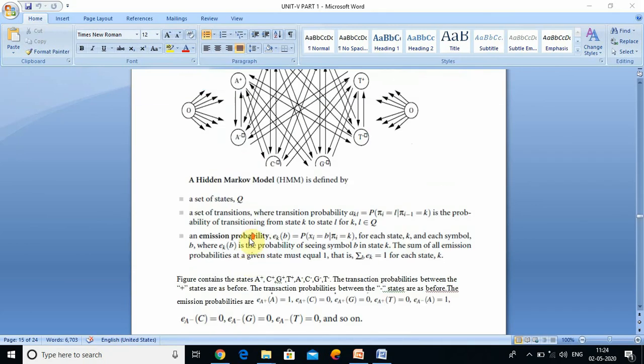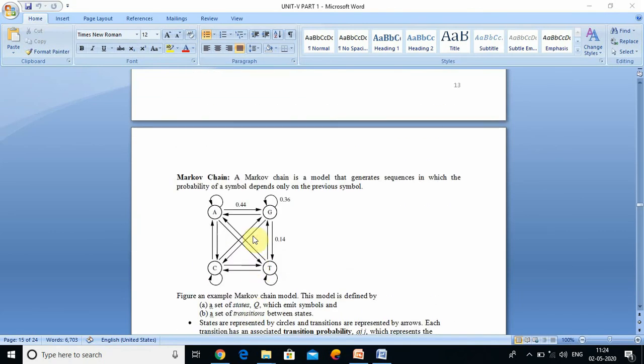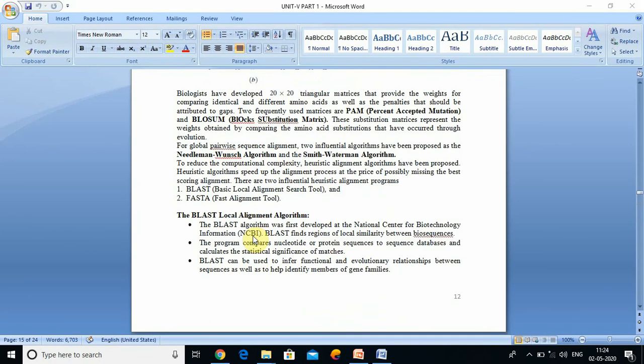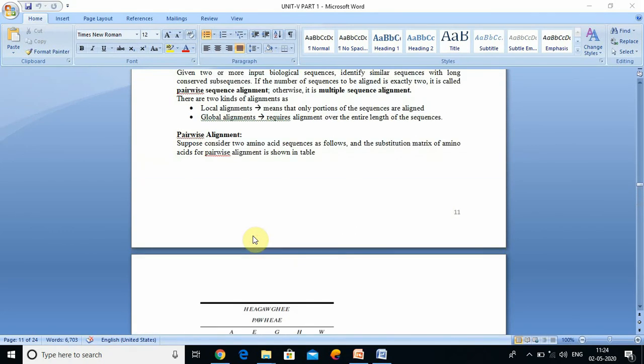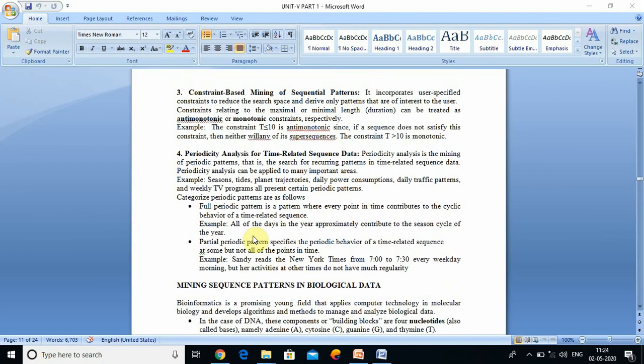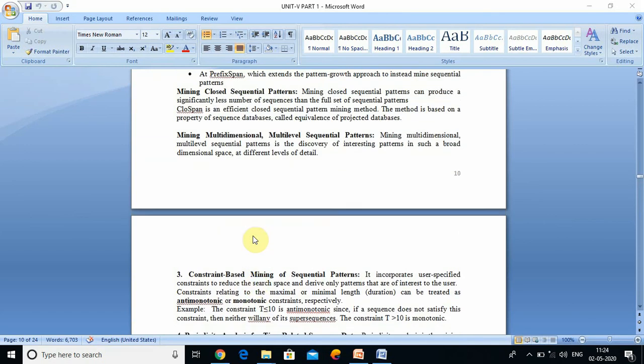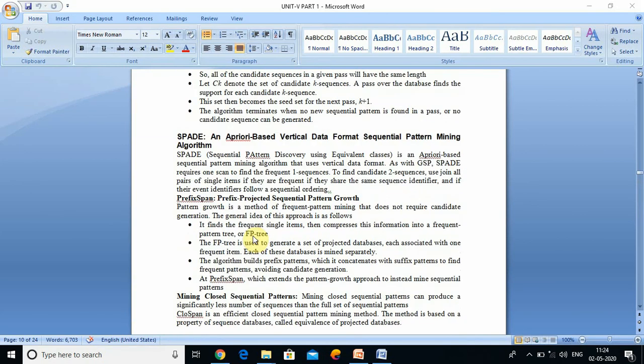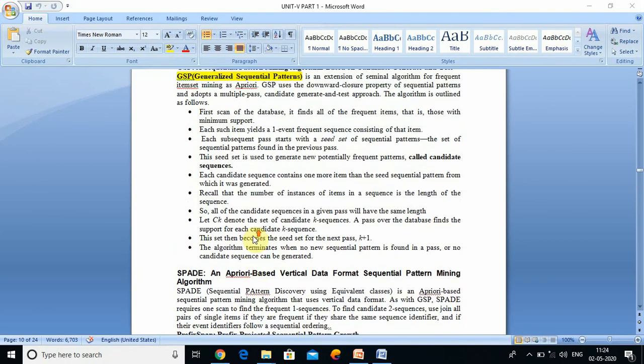Thank you. This is what I explained today. This completely belongs to your 5th unit first part material. All of you observe your 5th unit first part material.